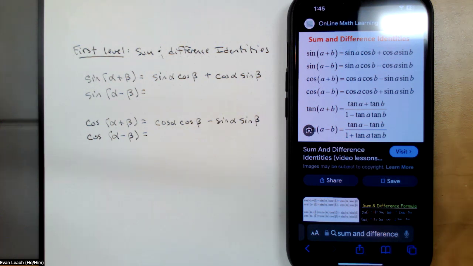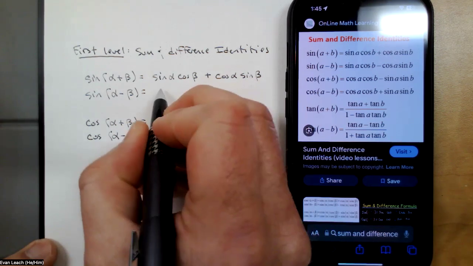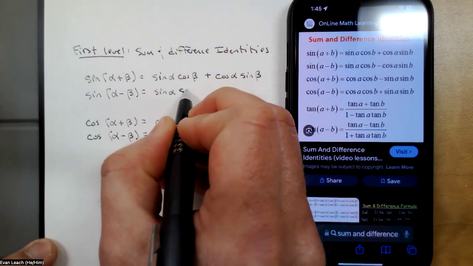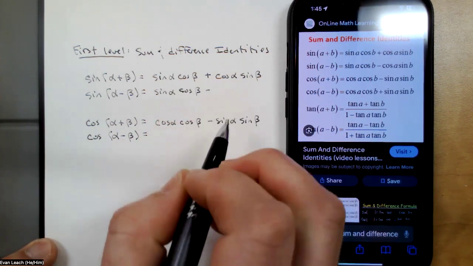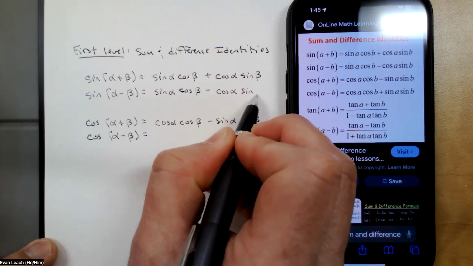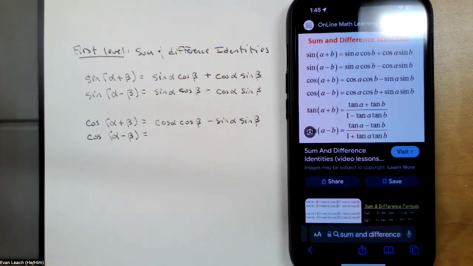Also notice that sine of alpha plus beta has a plus, but sine of alpha minus beta is the same thing, but with a minus. So it's sine alpha cosine beta minus cosine alpha sine beta. But cosine of alpha plus beta has a minus, and cosine of alpha minus beta has a plus.